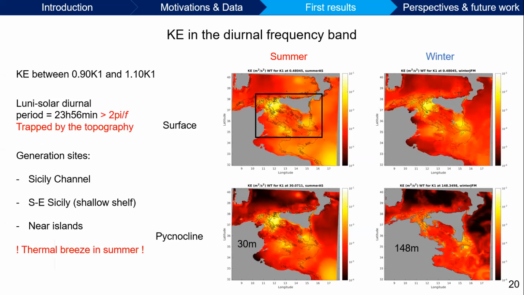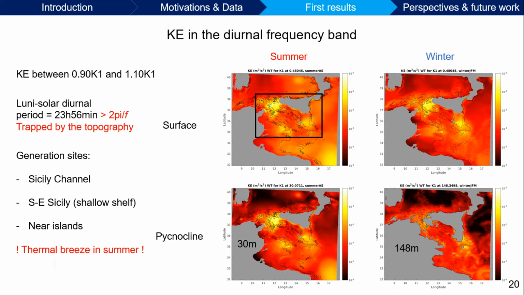Now, if you look at the diurnal frequency bands, it's a bit more complex because we have a mix between the lunisolar diurnal constituent of the tide K1 and the motions that are generated by the thermal breeze. So first for K1, you can see that we have 3 generation sites: the Sicily Channel, the shallow shelf southeast of Sicily, and some highlands near the Sicily and the Tunisian coast, but also a bit on the Messina Strait. K1 is subinertial, so the internal waves generated are trapped by the topography. That's why we don't see propagation inside the domain as for M2.